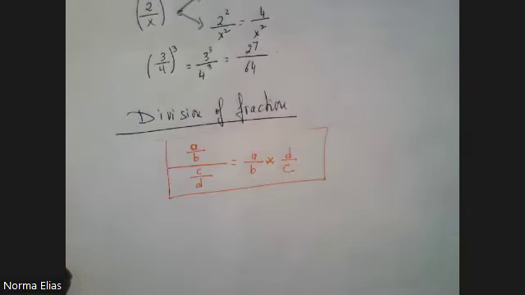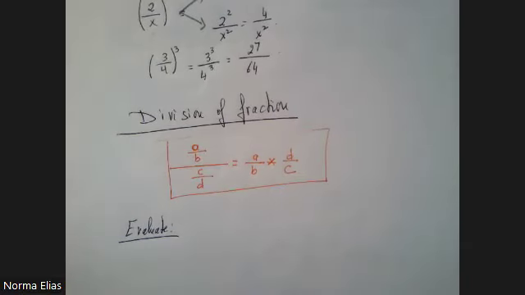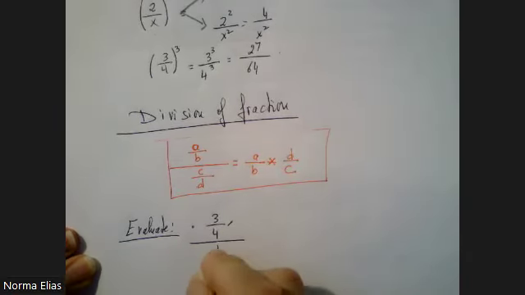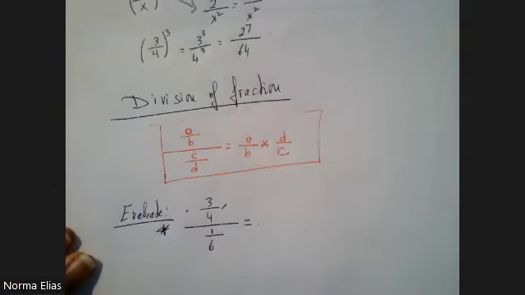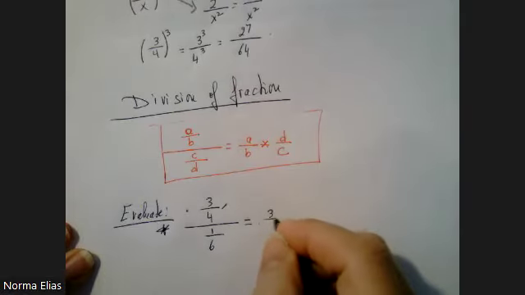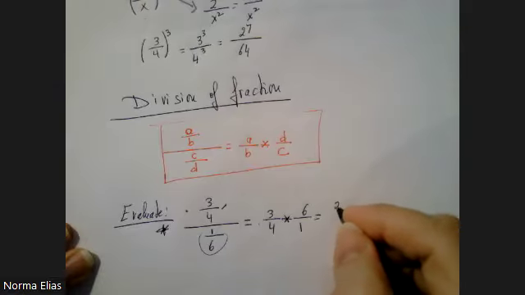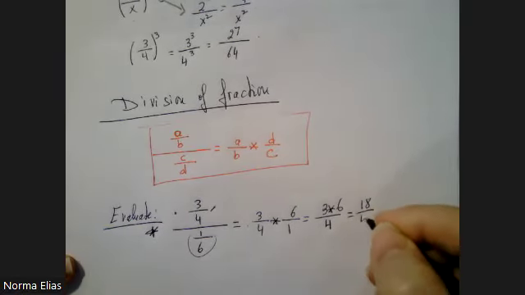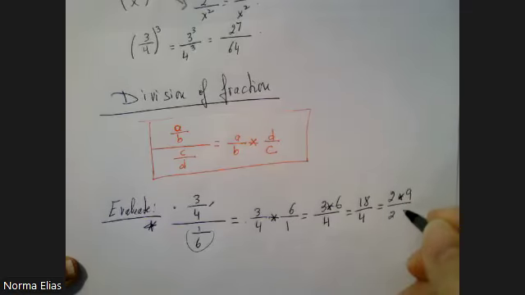Okay, let us practice this a little bit. Suppose I ask you to evaluate the following: 3/4 divided by 1/6. So this is equal to what? We use the rule. 3/4 times 6/1. And now we multiply across. So 3 times 6 divided by 4 means 18 divided by 4. But now we know this expression could be simplified, because 18 is 2 times 9 and 4 is 2 times 2. So it's nice to be able to simplify, which will give me 9/2.